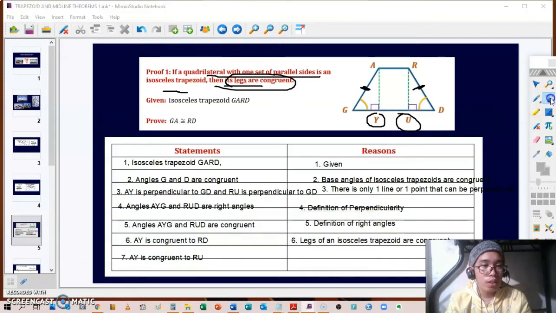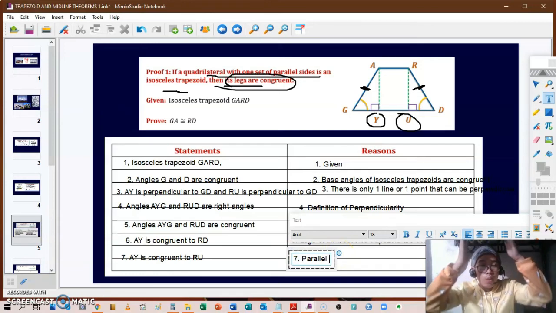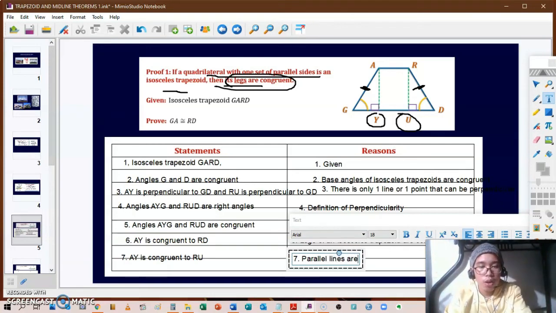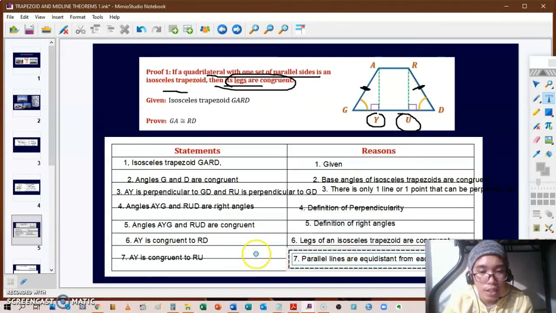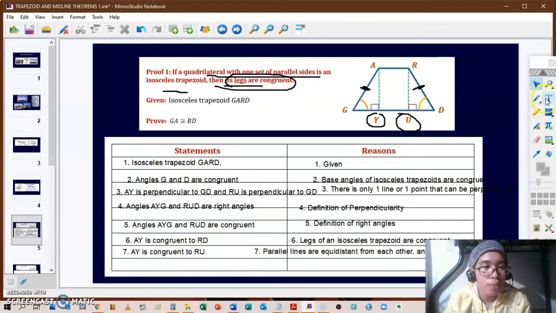Okay, because, we can write here their reason. Because parallel lines. So since AY and RU are perpendicular to each other, therefore they are parallel. So we have here parallel lines are equidistant from each other, and we can also say that they are congruent, since they are inside an isosceles trapezoid, in between two parallel lines, and therefore we can say here for number 8.